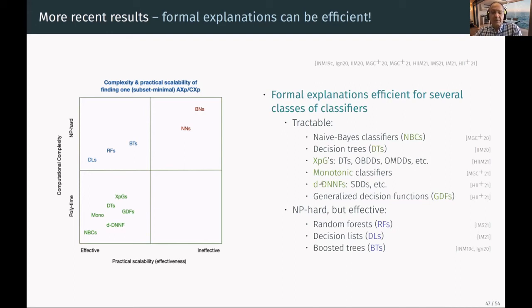More recently, we showed that a very large class of knowledge compilation languages can be explained efficiently, namely the NNFs. This includes, for example, SDDs and so on. We also showed that special types of classifiers, which we call generalized decision functions, can also be explained efficiently. So again, these are all the ones we can explain efficiently. There are some that we cannot, like neural networks and Bayesian network classifiers. So there are still some open questions out there for sure.